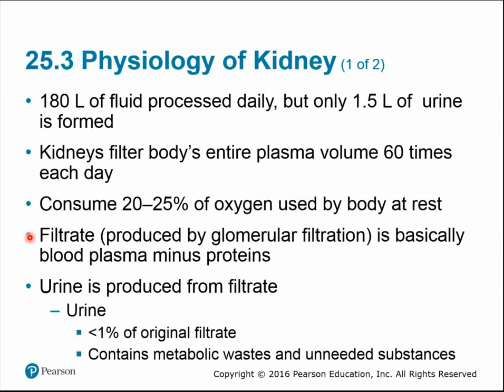So the filtrate is basically that blood plasma fluid minus any proteins and things that are too large to pass through the filtration membrane. So then urine is going to be produced from that filtrate. About less than 1% of the original filtrate, containing your metabolic waste and any unneeded substances and toxins and things like that.